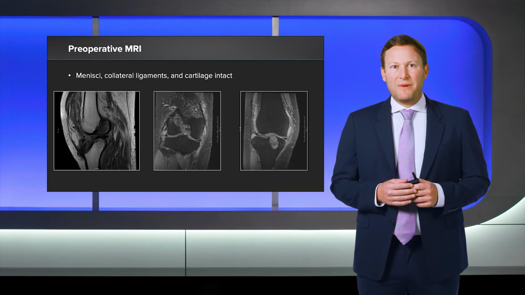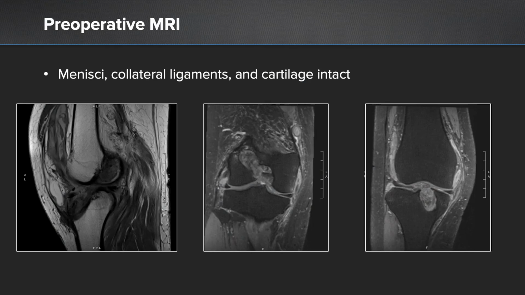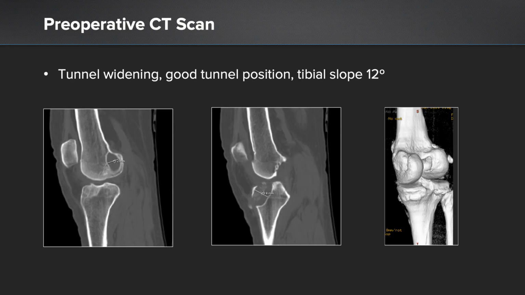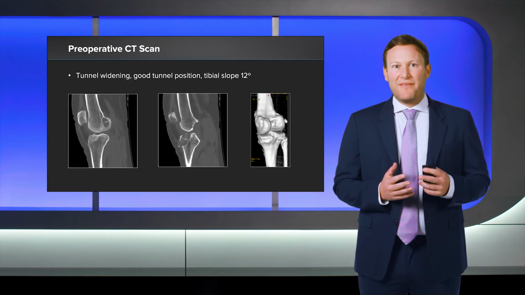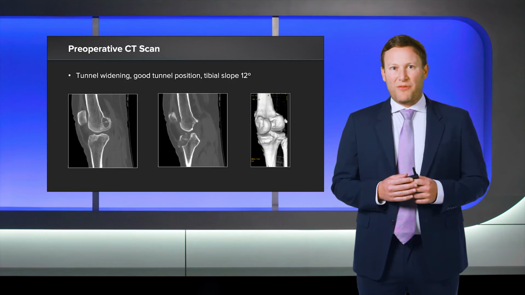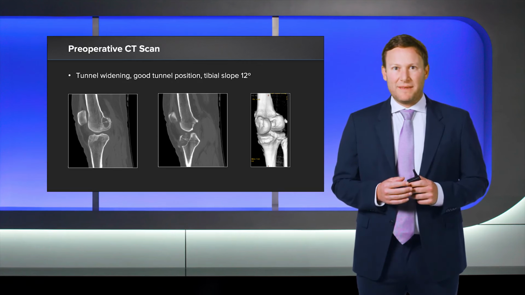We have MRI, which showed intact menisci, collaterals, and cartilage, but obviously those dilated cystic femoral and tibial tunnels. We do like to do 2D, 3D CT scans in these challenging cases to evaluate both for tunnel widening and tunnel positions. In this case, these tunnels were obviously wide and above our thresholds, but the tunnel positions were good, and the tibial slope was measured at 12 degrees.